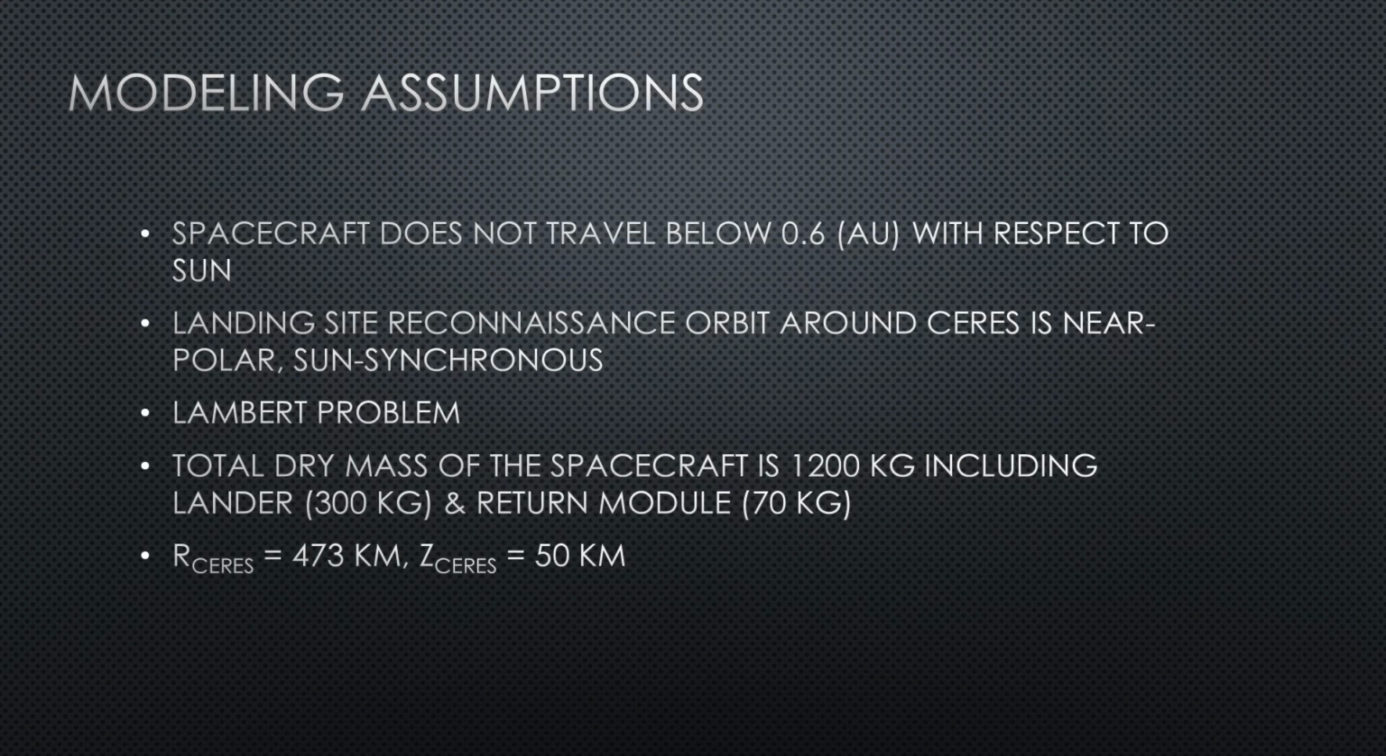The team made the following modeling assumptions in order to begin the design. The spacecraft will not travel below 0.6 AU with respect to the Sun, and the landing site reconnaissance orbit around Ceres will be near polar and sun synchronous.